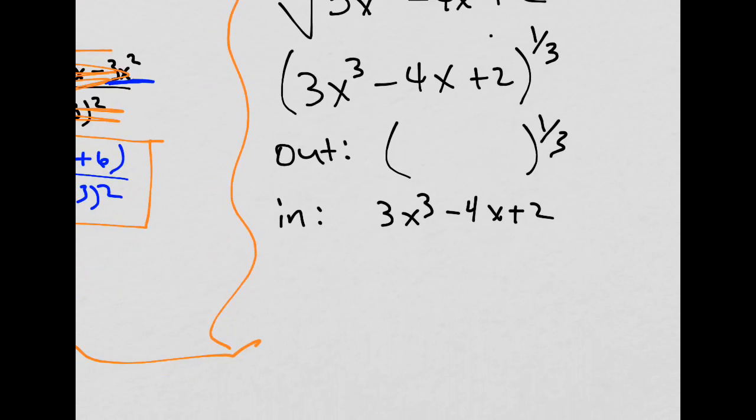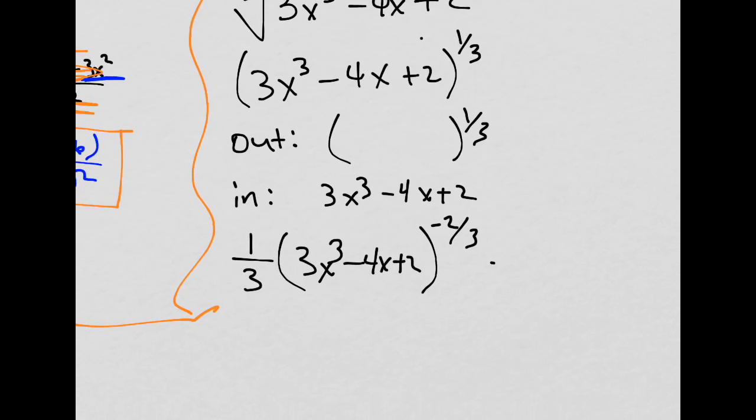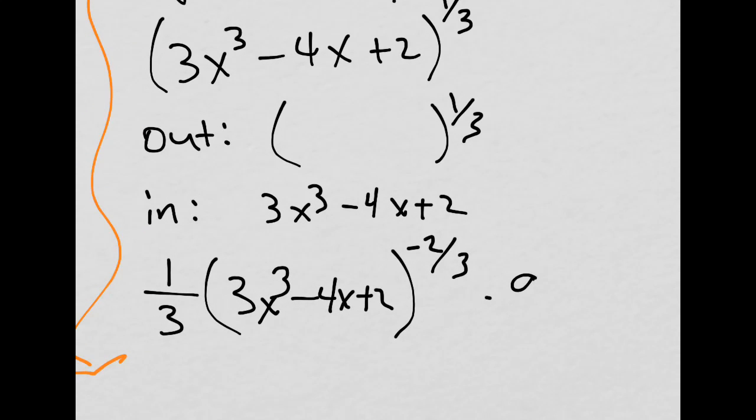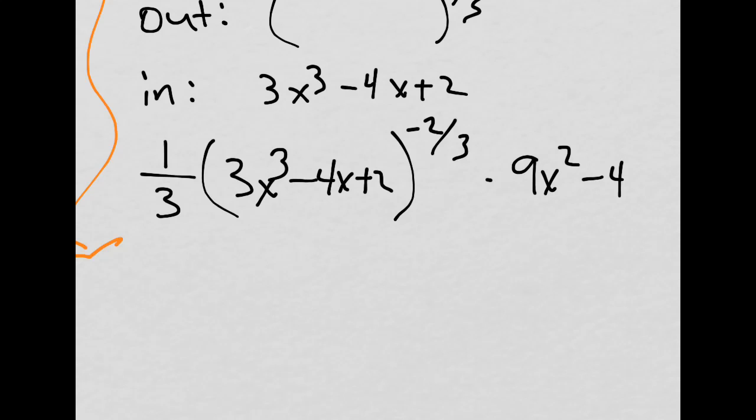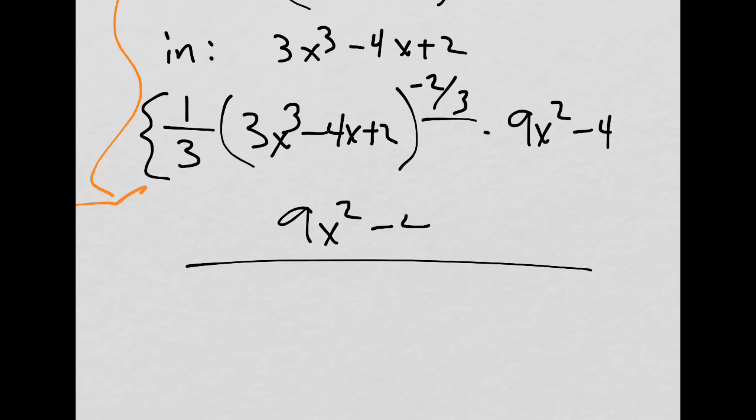Then you could do the derivative of the outside, which I would bring the 1/3 out. Minus 1/3 would be negative 2/3 of 3x cubed minus 4x plus 2, times the derivative of the inside, which would be 9x squared minus 4. Then, since I've got this fraction here and I've got a negative exponent, I'm going to have a fraction answer. So I'm going to take everything and see what goes on the top. This 9x squared minus 4 would be on top. This 3 would be on the bottom. And this whole thing here would be on the bottom.